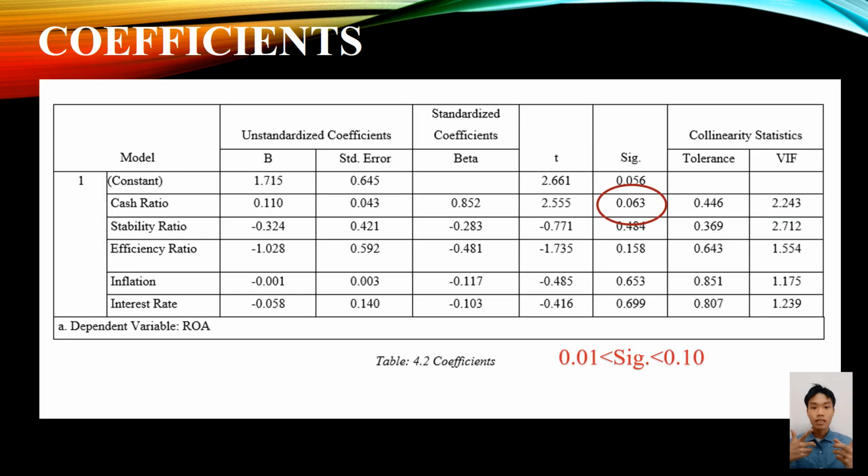Now we would like to talk about the coefficients. From this model, we can see that the cash ratio is the only one that shows a positive significance to the ROA, with a p-value of 0.063. On this dependent variable of ROA, we can see that the range between 0.01 and 0.1 shows positive significance. Therefore, we would like to reject the stability ratio, efficiency ratio, inflation rate, and the interest rate.